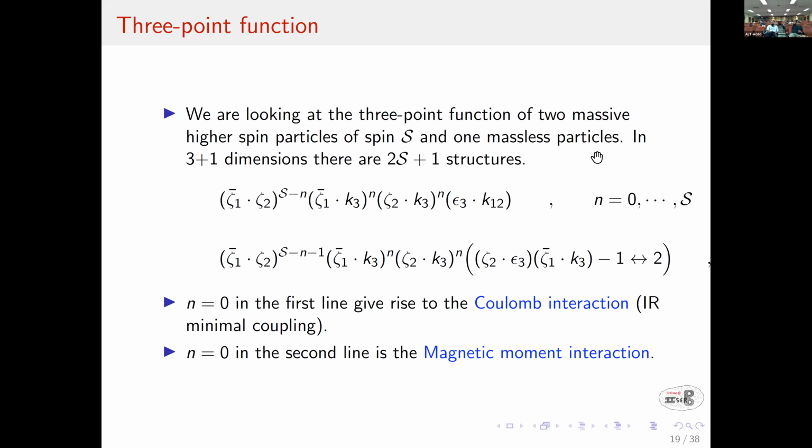So this first term is the Coulomb interaction, which is responsible for the soft theorem. The next term is the magnetic moment, where the coefficient is called the anomalous magnetic moment, and so on. So this is that 3-point function. In general, there are 2s plus 1 different structures, which means that the space of 3-point functions of a photon coupling to higher spin is 2s plus 1 dimensional. As n increases, the number of derivatives increases.